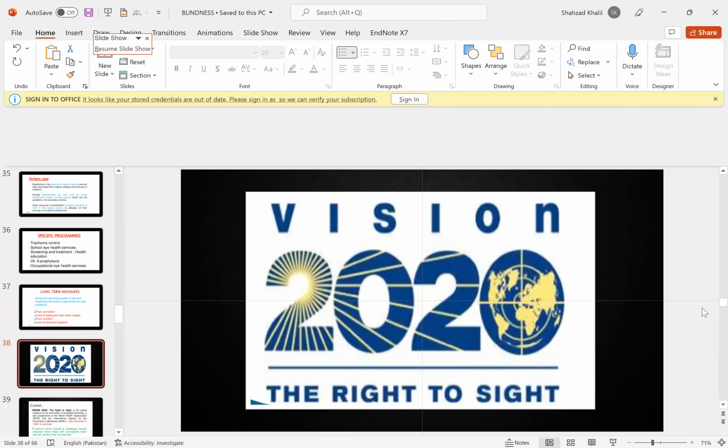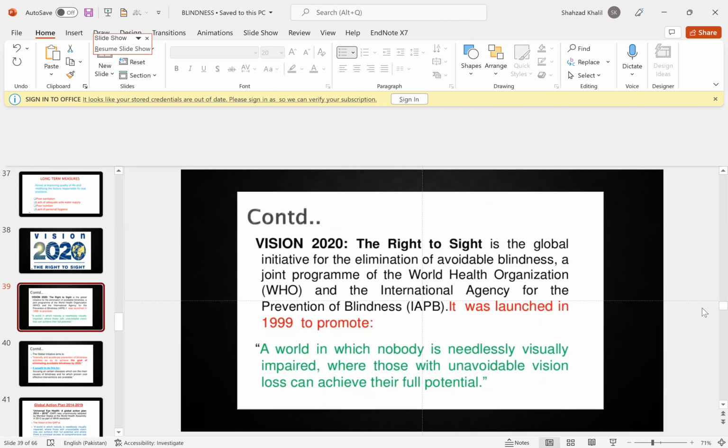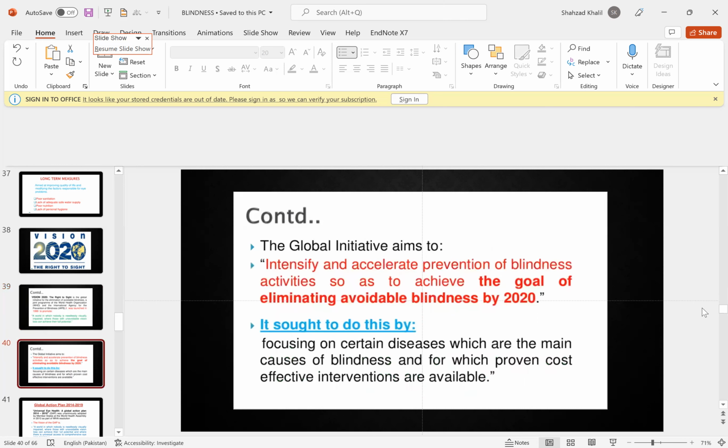Vision 2020, the Right to Sight. The Right to Sight is a global initiative for the elimination of avoidable blindness, a joint program of the World Health Organization and the International Agency for the Prevention of Blindness. It was launched in 1999 to promote a world in which nobody is needlessly visually impaired, where those with unavoidable vision loss can achieve their full potential. The global initiative aims to intensify and accelerate prevention of blindness activities so as to achieve the goal of eliminating avoidable blindness by 2020. It sought to do this by focusing on certain diseases which are the main causes of blindness and for which proven cost-effective interventions are available.